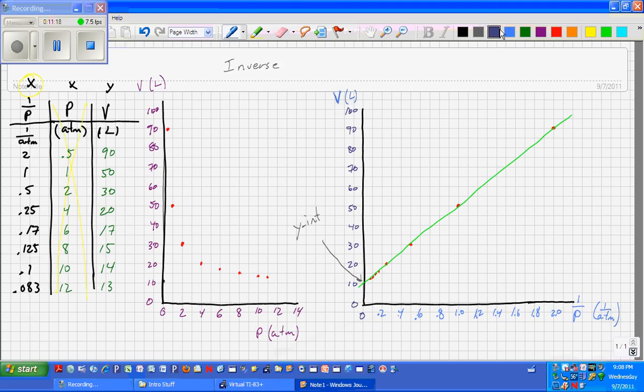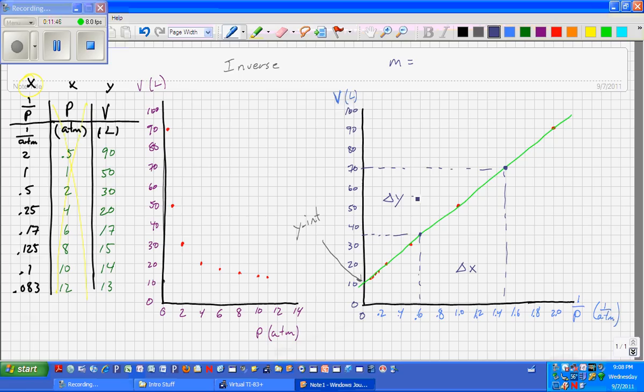So my slope, picking some points that hit nicely, I'm going to go there. And another nice point would be like here. Again, I choose points on the line. So I got that there. I go down here. I go across here. And I go down here. So my slope is going to be change in y over change in x. This is my change in y. This is my change in x.